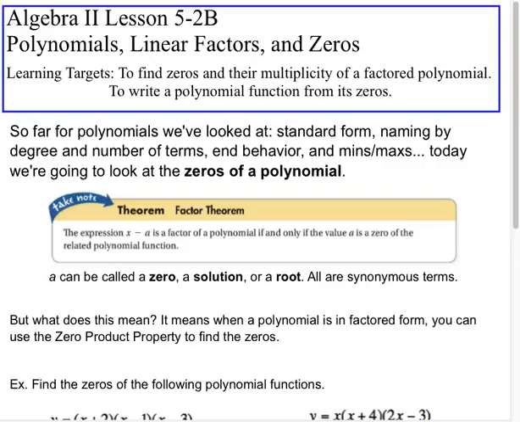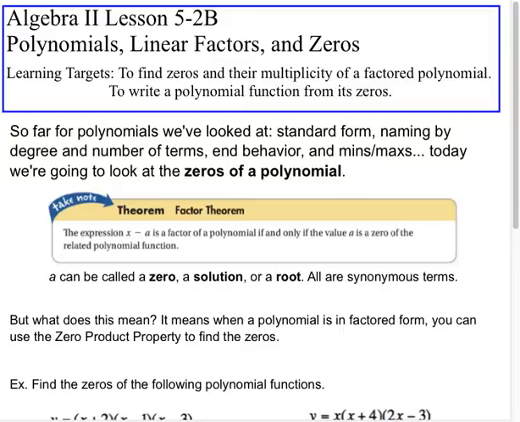Welcome back to continue section 5.2. So today we're going to start talking about the zeros of a polynomial. So far we've learned how to classify them, we've learned how to find the relative max and mins. Now we're going to talk about the zeros of polynomials.